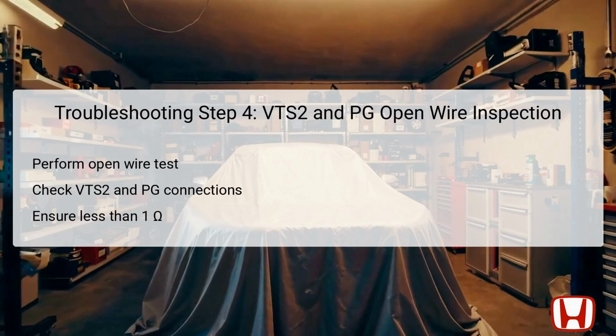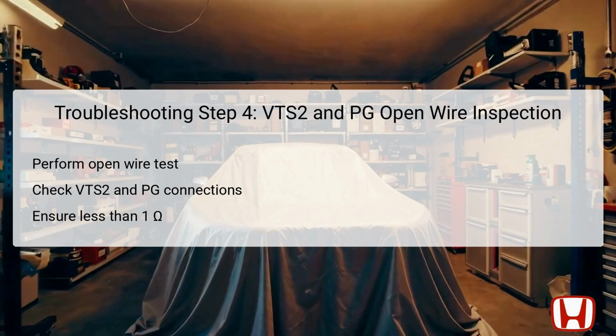In the fourth troubleshooting step, technicians conduct the VTS2 and PG open wire inspections. This assessment involves disconnecting both the rocker arm oil control solenoid connector and the PCM connector to check for integrity in wiring. During this inspection, technicians must verify that there is less than 1 ohm of resistance in the wires. Higher resistance may indicate a break or poor connection within the circuit that can lead to malfunction.